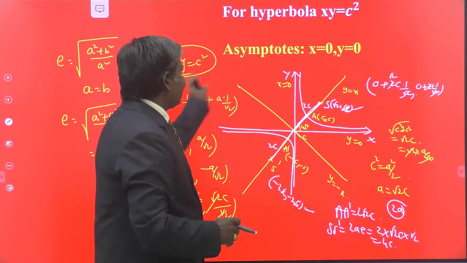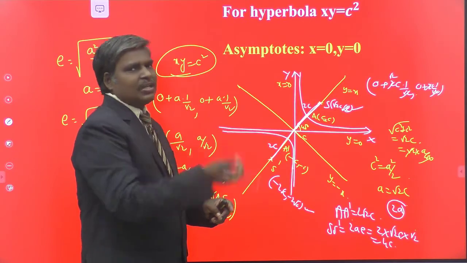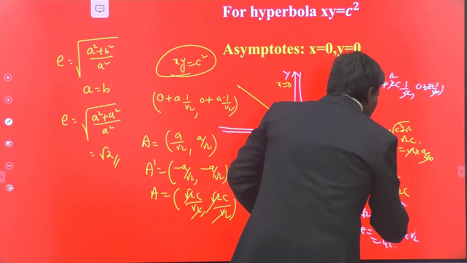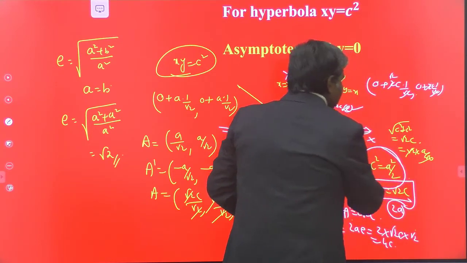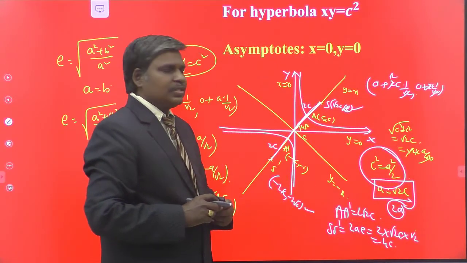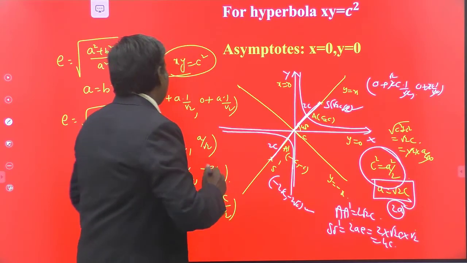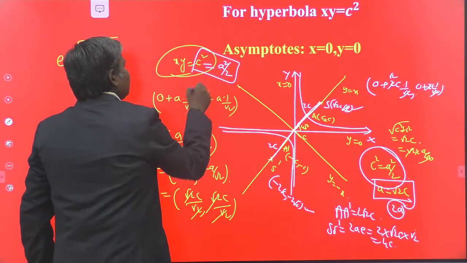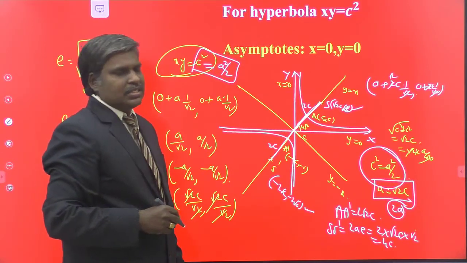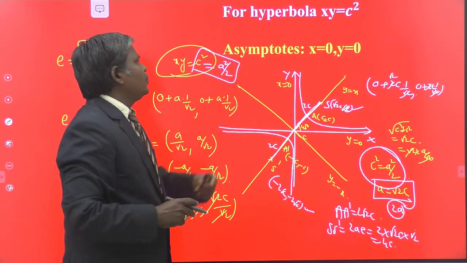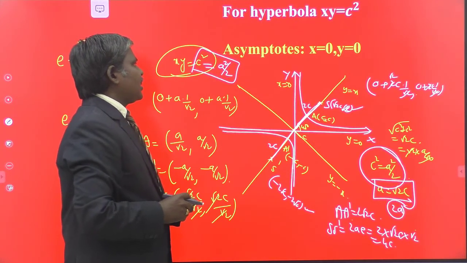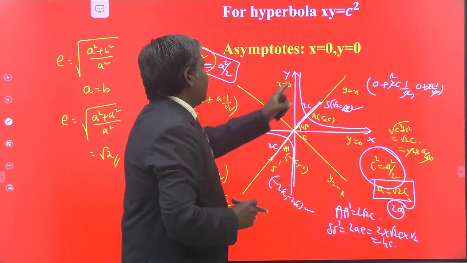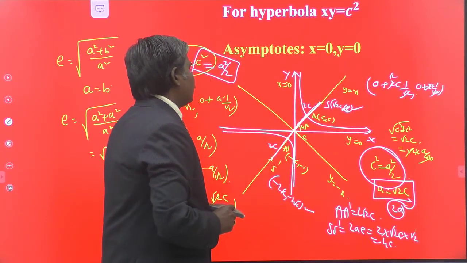So in this manner you can track all the distances in terms of c just by using the relation. What is that? A is equal to root 2c, or c square is equal to what? A square by 2. C square is equal to A square by 2. This is a very important relation between C and A. Understand? So xy is equal to c square is the standard equation of the rectangular hyperbola whose asymptotes are the coordinate axes. That is x equal to 0 and y equal to 0.